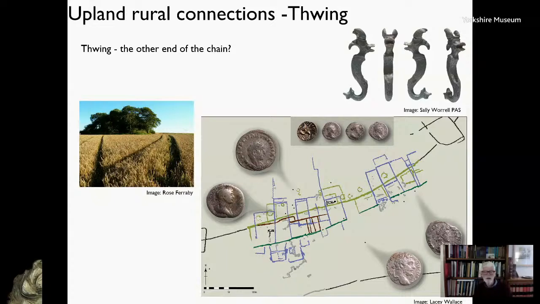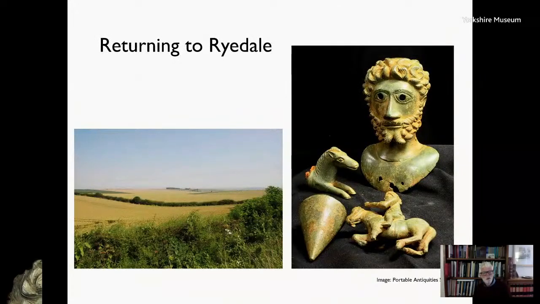And that brings me back, in the last image, to Ryedale and the wonderful objects in this hoard. And I think we have clearly the possibility that these objects are being deposited for religious purposes, something that I think is quite likely. But what I want to use the Thwing evidence to suggest is that that religious context may not be the context of the Roman temple, in the forms that we see it elsewhere in the province.